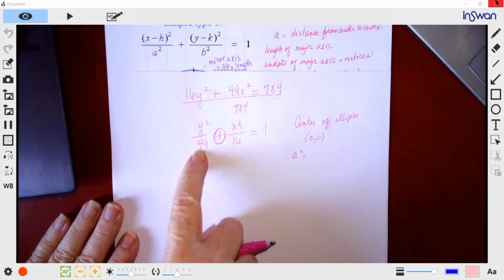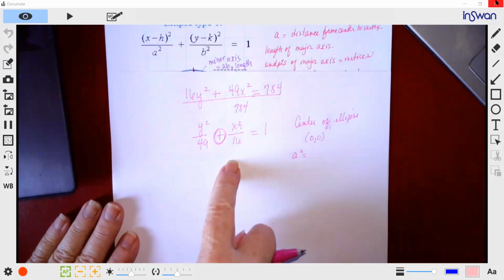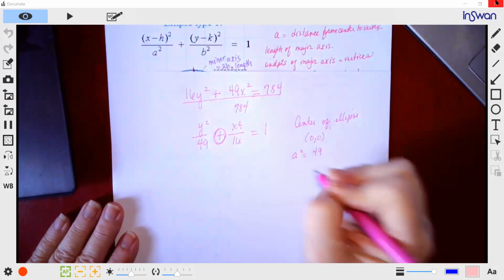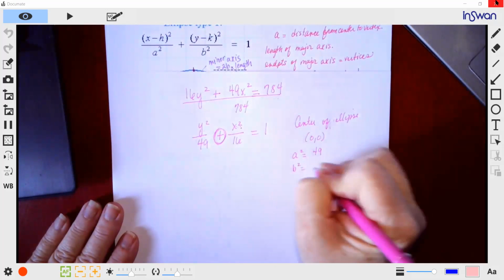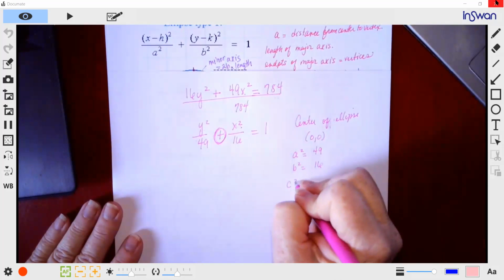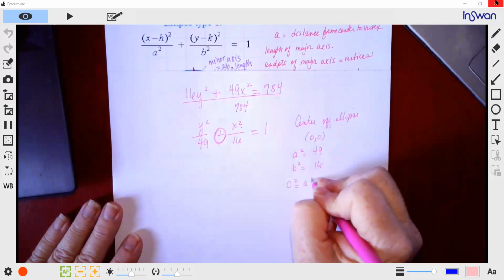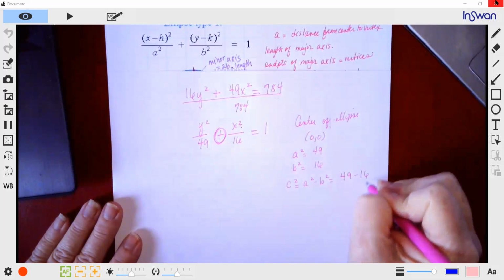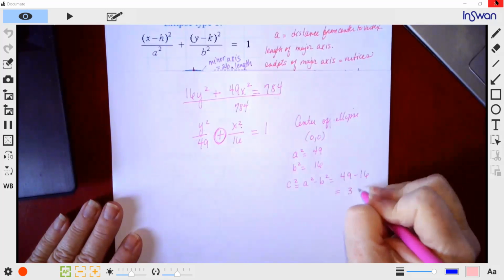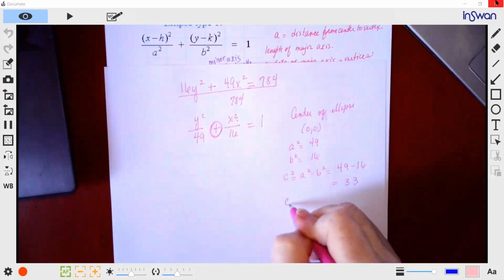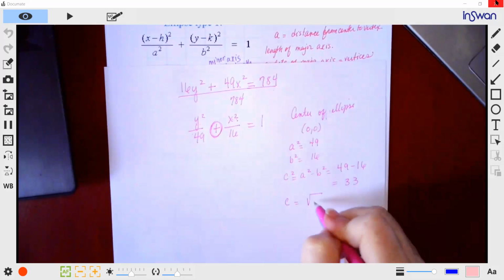What's a squared? A squared is always going to be the bigger of those two denominators when you put it in standard form. So a squared is going to be 49 and b squared will be 16. So c squared, which is a squared minus b squared, will be 49 minus 16, or 33. So c will be the square root of 33.